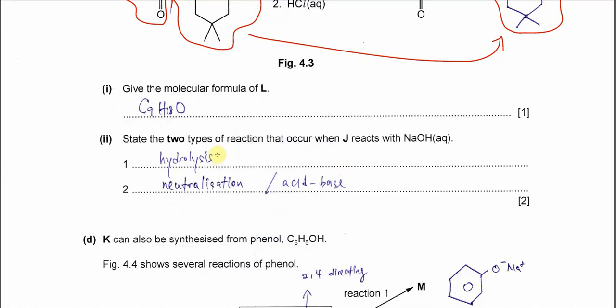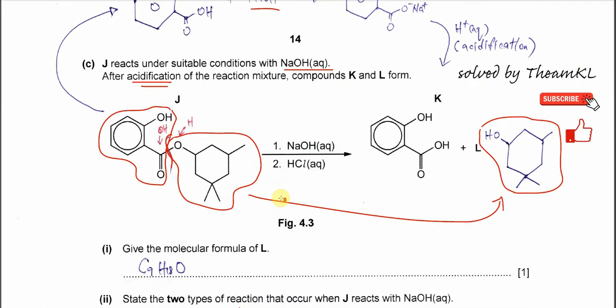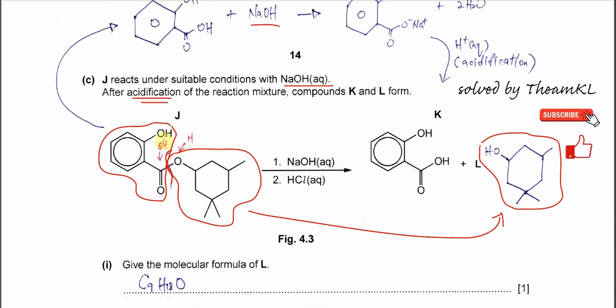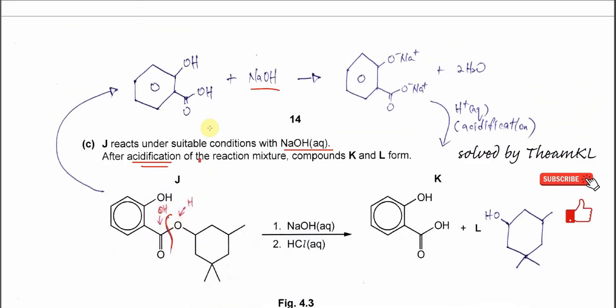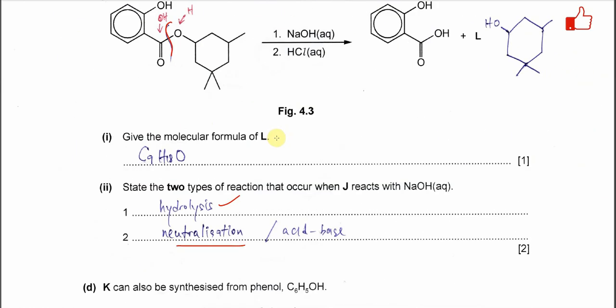So I told you already, the first step is hydrolysis of the ester. The second step is the acidification, which is this acid-base reaction. So hydrolysis is the first step, and after that is the acid-base reaction, the acid with the alkaline. So it's a two-step reaction.